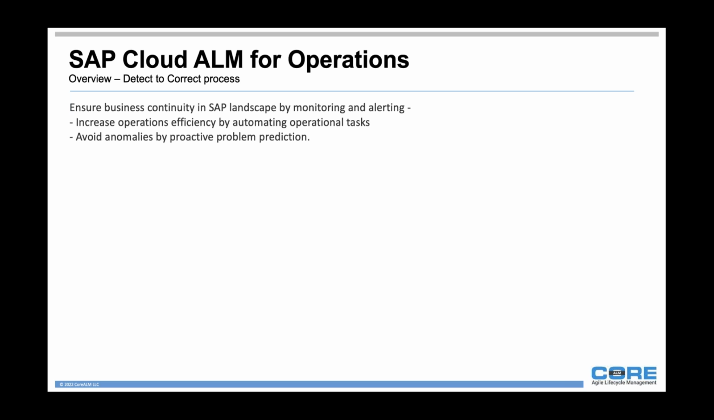As I said, we call the process detect to correct. So we detect proactively, even before an event can happen which will impact your business operations. So the goal is to provide business continuity along with monitoring capabilities, which will result in increasing the efficiency of your operational tasks. It means you don't have to put in people to sit and monitor your solutions. Any problem needs to be detected first, then routed to a proper channel, and then you have to do a problem resolution.